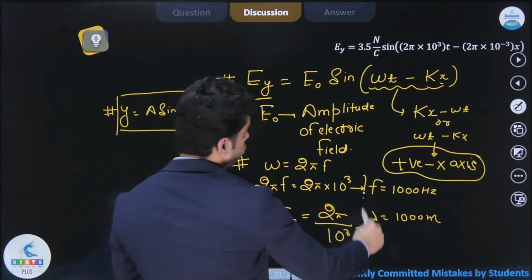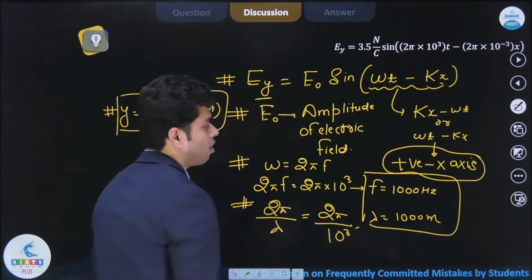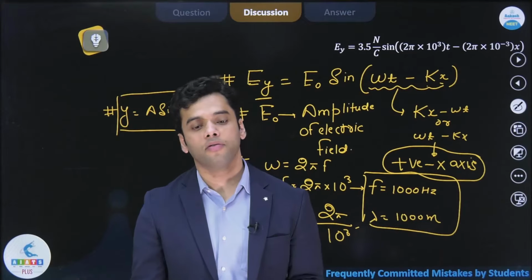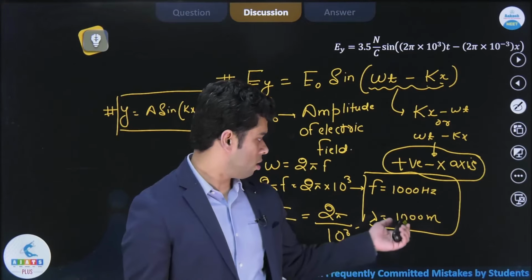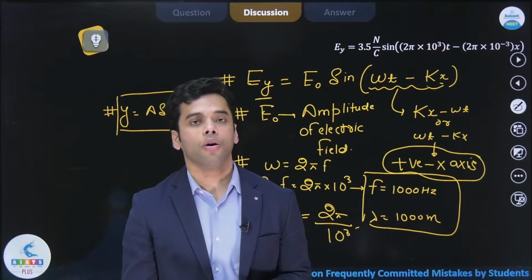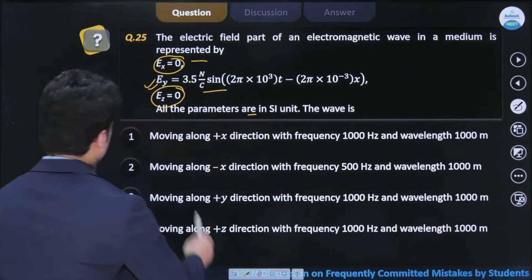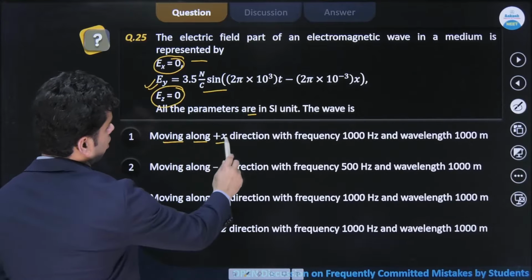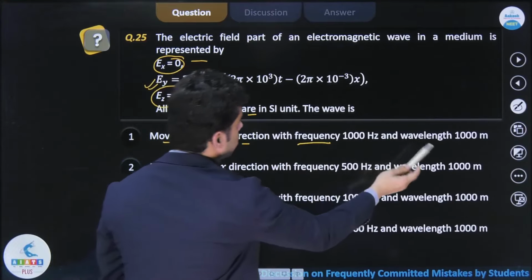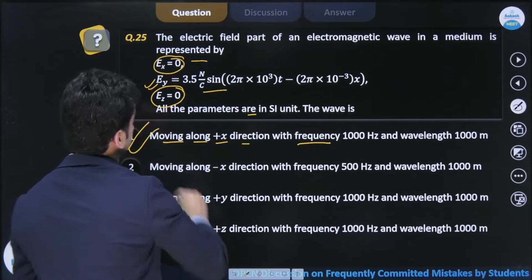So let's get back to the question. It says that you have an EM wave whose frequency is 1000 hertz and whose wavelength is 1000 meters, and it is propagating along the positive x-axis, right? So let's have a look at the options. The first option says that it is moving along the positive x direction with this frequency and wavelength. That is correct, beta. Option 1 should be the correct answer to this problem.